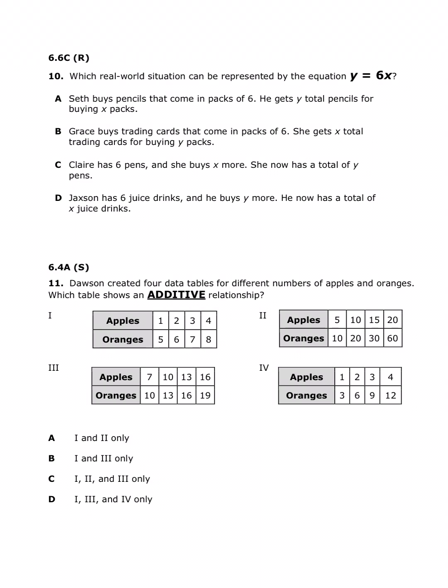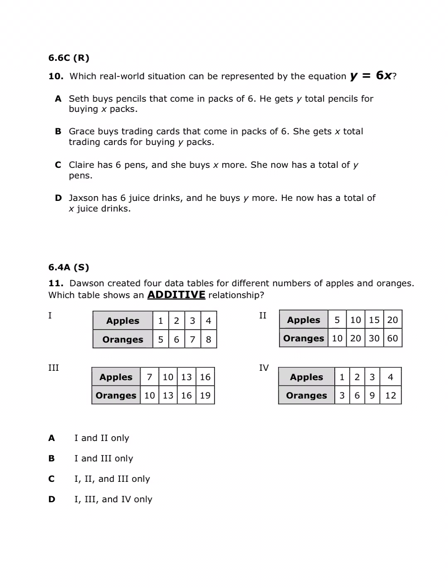C. Claire has 6 pens, and she buys X more. She now has a total of Y pens. D. Jackson has 6 juice drinks, and he buys Y more. He now has a total of X juice drinks.